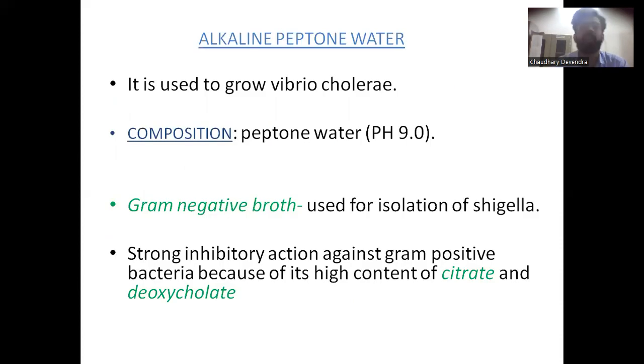Alkaline peptone water is used to grow Vibrio cholerae. Composition: peptone water, and pH is 9.0. Vibrio can survive at high pH, but other bacteria cannot. So we can use peptone water with pH of 9.0 to isolate or differentiate Vibrio cholerae. Gram-negative broth is used for isolation of Shigella, with strong inhibitory action against gram-positive bacteria because of its high content of citrate and deoxycholate.